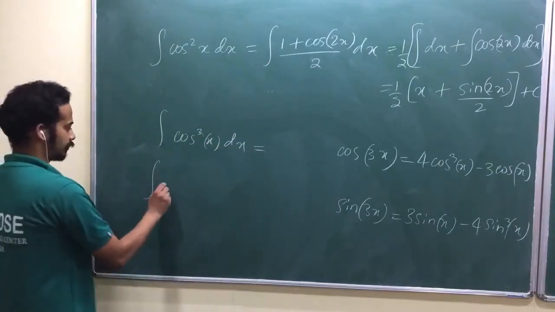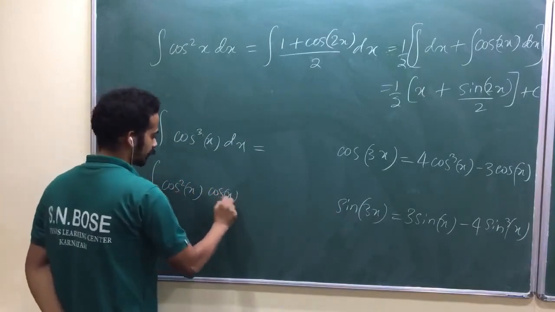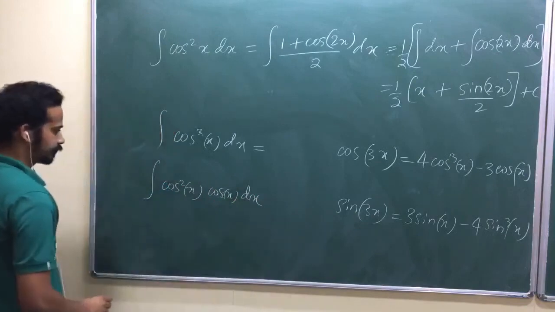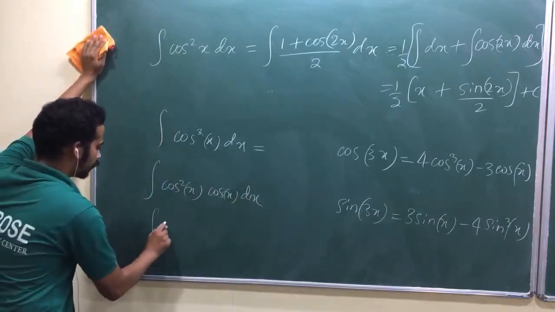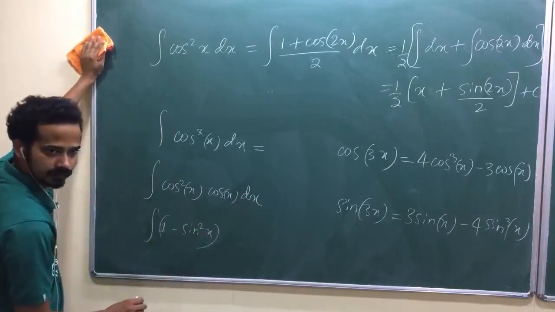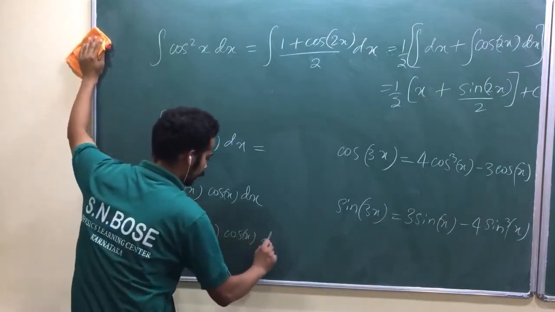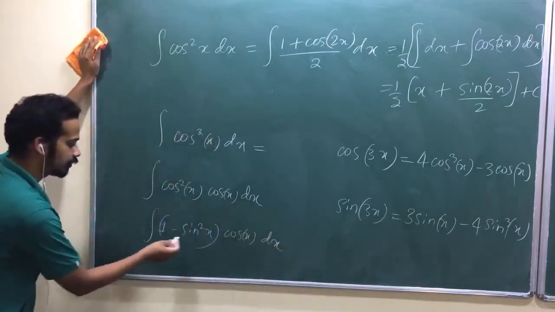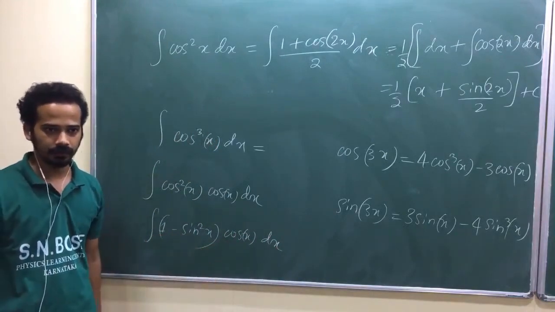Look at here. What it's saying is cos square x into cos x dx. Yeah, that's correct. Cos square x you can write as 1 minus sin square x. Then you can do substitution, that's also easy, into cos x dx. First integral is cos x dx. Second integral is sin square x into cos x dx. Is that okay? Like that you can do.